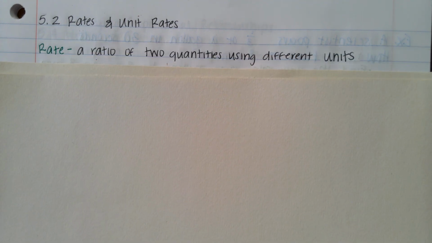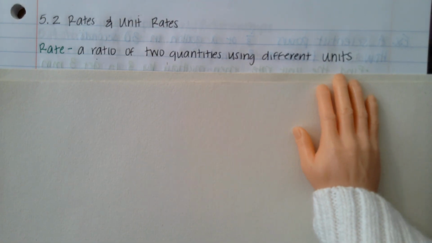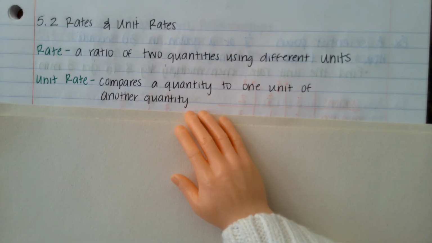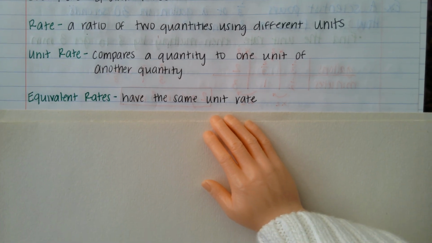This is 5.2, rates and unit rates. So a rate is a ratio of two quantities using different units. A unit rate compares a quantity to one unit of another. Equivalent rates have the same unit rate.